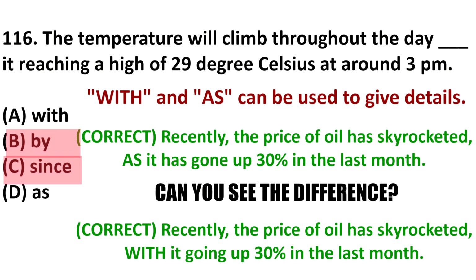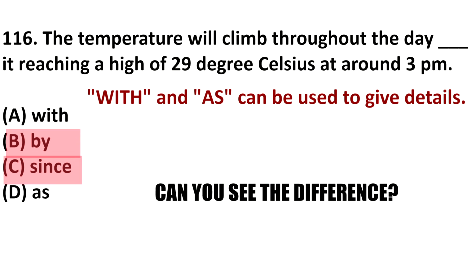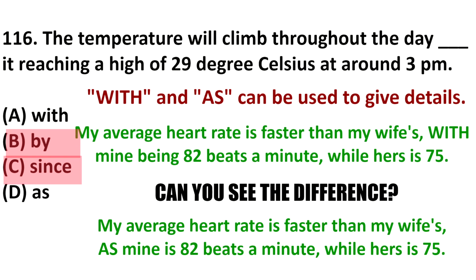Recently, the price of oil has skyrocketed, as it has gone up 30% in the last month. Okay, so as it has gone up 30% is giving me details. I could also say with it going up 30% in the last month. Let's look at another example. My average heart rate is faster than my wife's, with mine being 82 beats a minute and hers being 75. My average heart rate is faster than my wife's, as mine is 82 beats a minute and hers is 75.